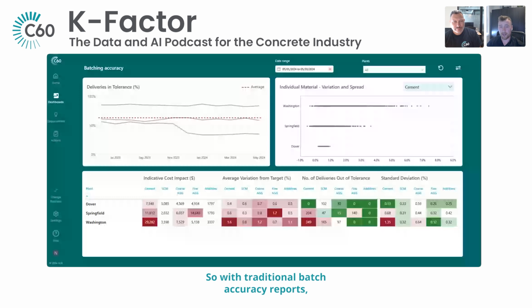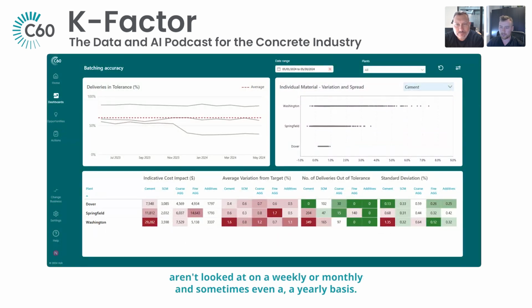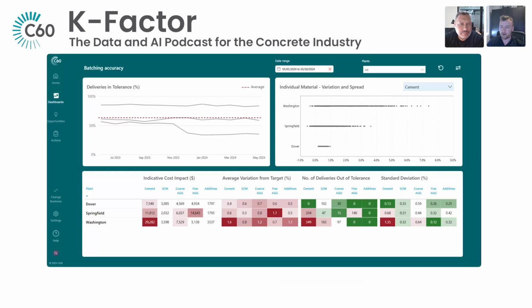So with traditional batch accuracy reports, one thing that I've noticed is a lot of them are really geared towards incident-based analysis. They often aren't looked at on a weekly or a monthly and sometimes even a yearly basis. They're often only pulled up when there's an issue with a concrete mix, either having a low break, or there's a visible issue with the concrete itself, or if there's a customer complaint. Right. And it's used then as a detective tool to really understand what happened with that load of concrete and what can I do moving forward to change that.